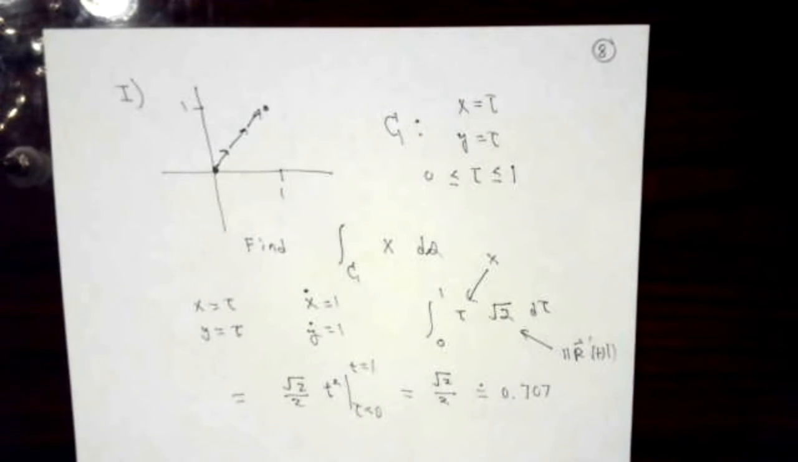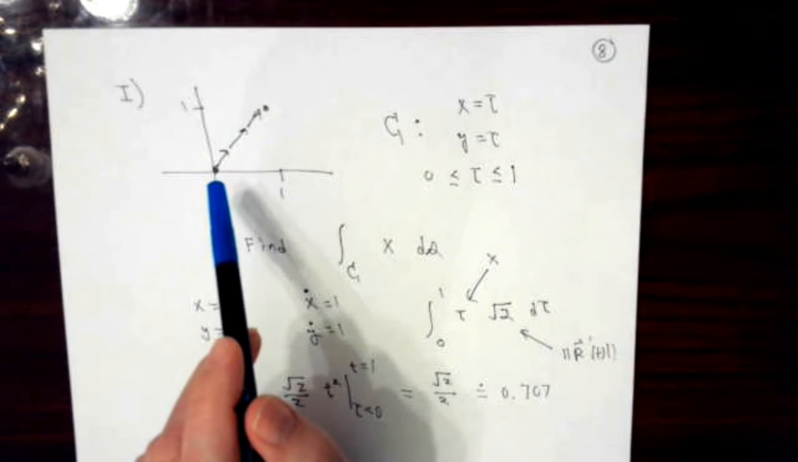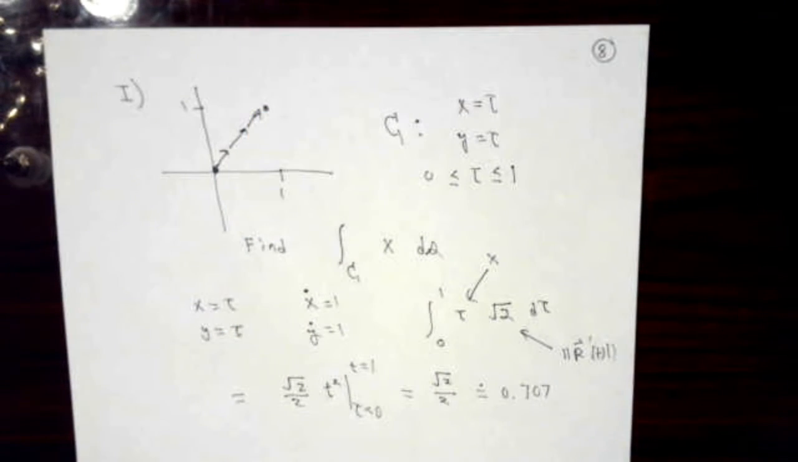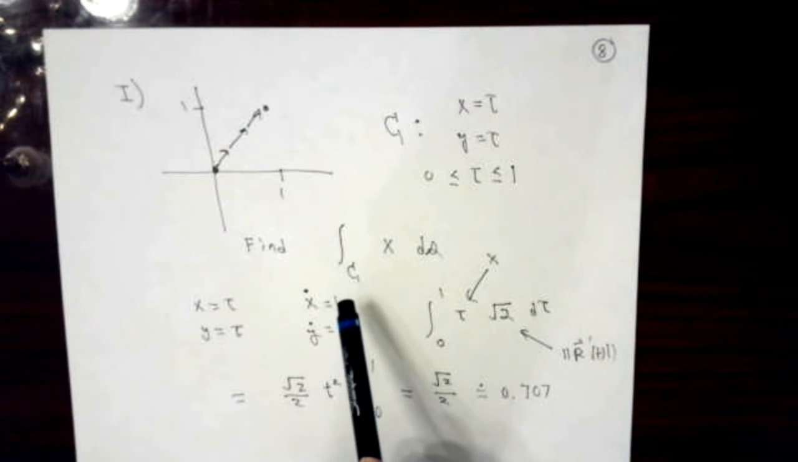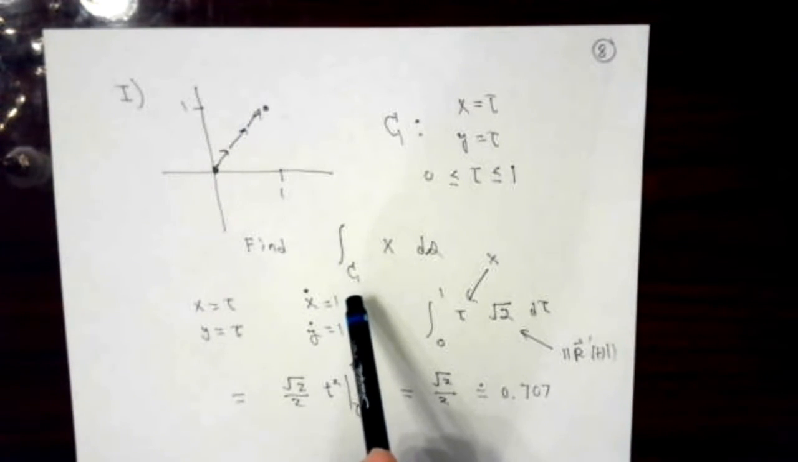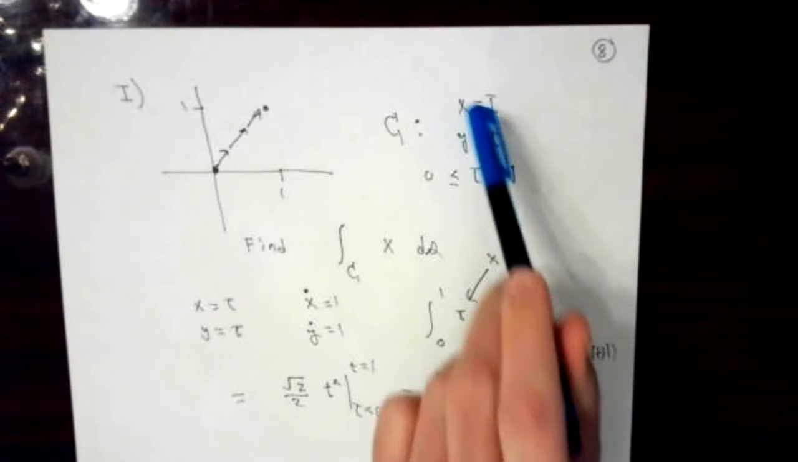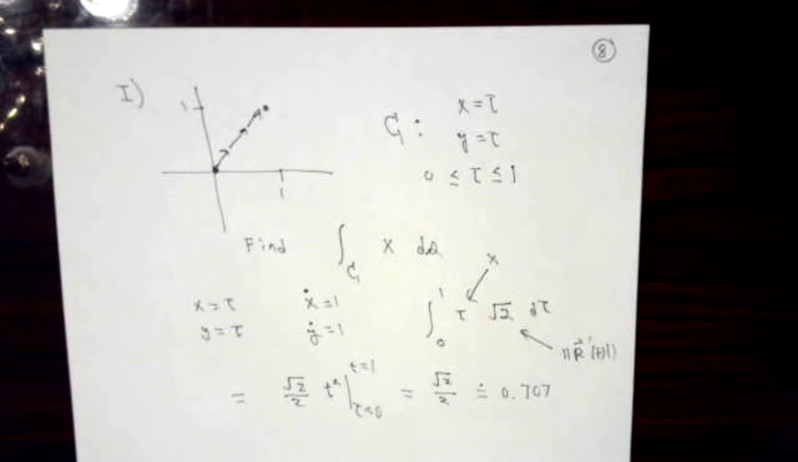So, for example, I'm going to start at the origin. I'm going to travel in a straight line to the point x equal 1, y equal 1, and I'd like to find the line integral along curve C of x with respect to arc length. Now, notice I have particular formulas for the x and the y. That's necessary. If I just give you the picture, I haven't described the curve fully, but here, x will be t, y will be t, and t will vary between 0 and 1.